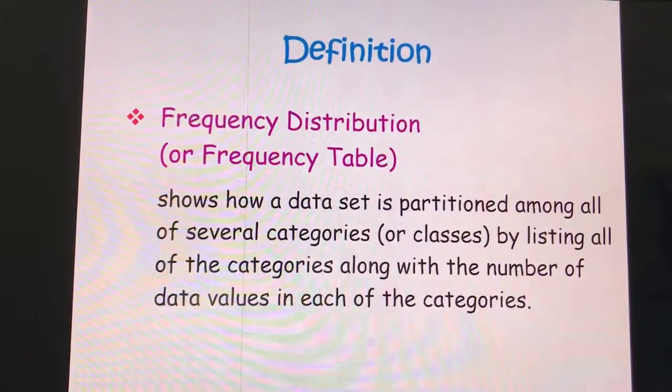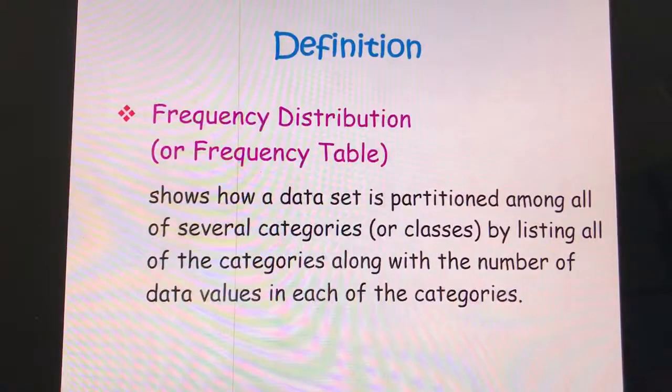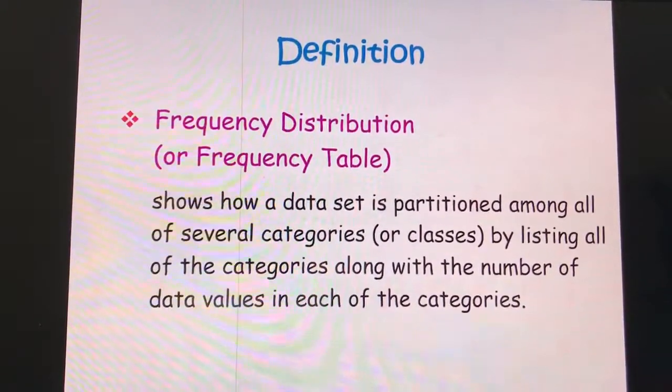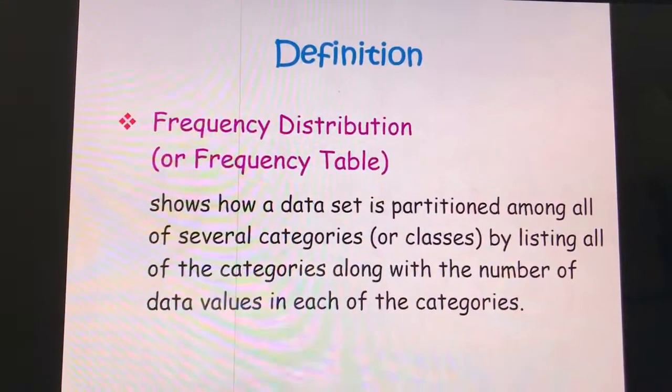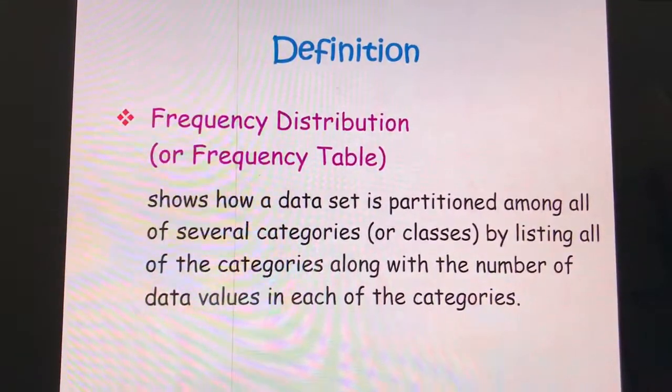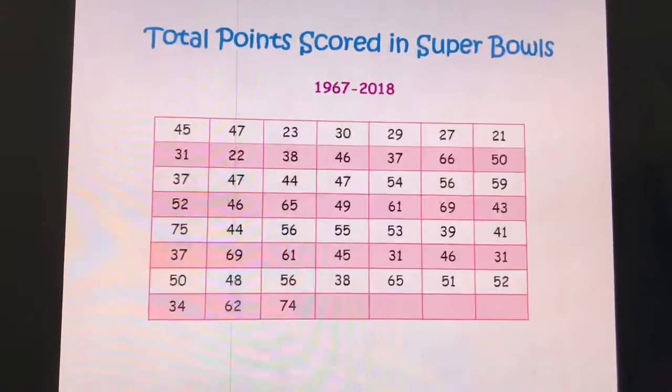So we have a frequency distribution or frequency table. It shows how a data set is partitioned among all of several categories or classes by listing all of the categories along with the number of data values in each of the categories.